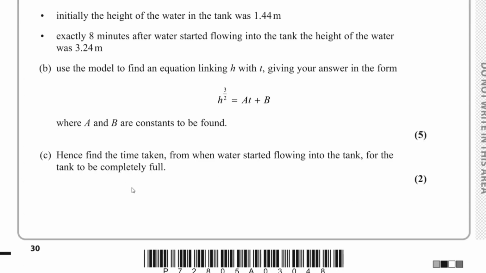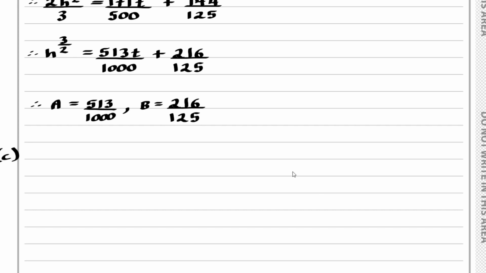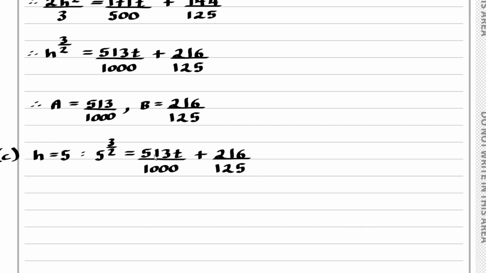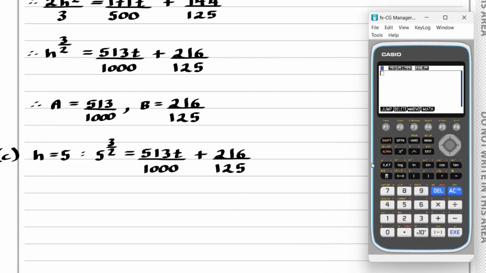Part C, hence find the time taken from when water started flowing into the tank for the tank to be completely full. So for part C, let's see what happens when h is 5. If I replace the h with 5, I have 5 to the 3 over 2 equals 513t over 1000 plus 216 over 125. Let's find out what t is.